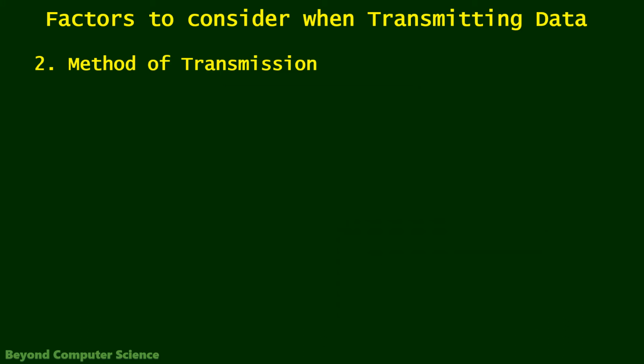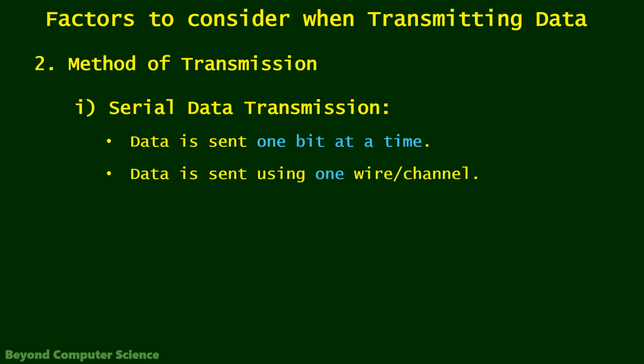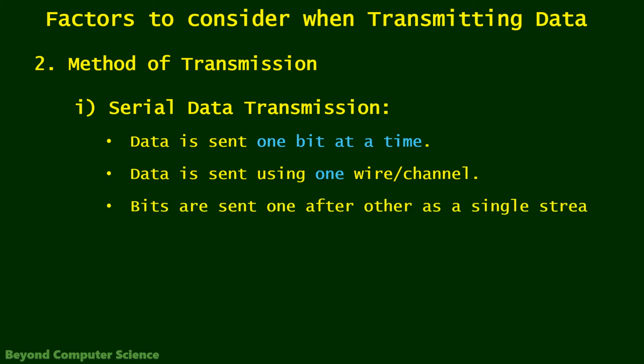So what happens in serial transmission? In serial transmission, data is sent one bit at a time. Only one bit is transmitted using a single wire or channel. All the bits follow that one bit. They are sent one bit at a time in one line, in one wire. Bits are sent one after another as a single stream.